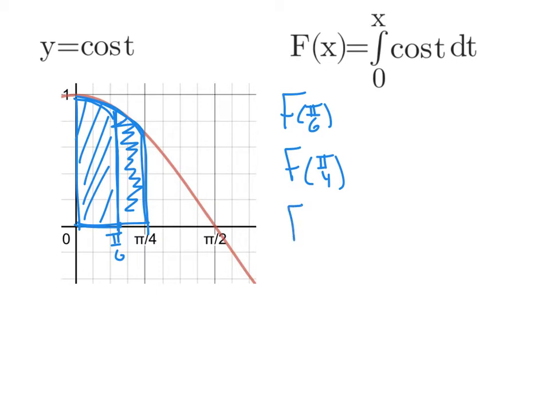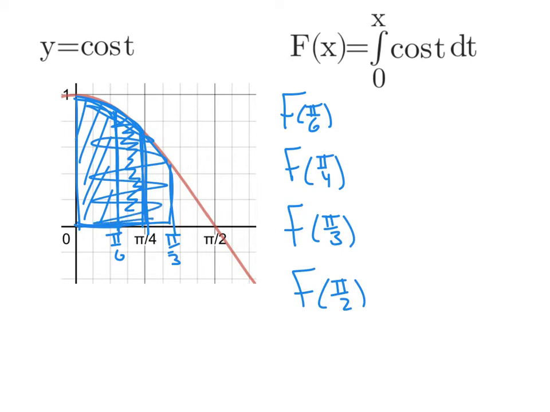As we continued to pi over 3 and pi over 2, we kept moving this endpoint out to pi over 3 and found this much area, and then all the way out to pi over 2 and found this much area. So as we let x move along, we just kept accumulating more and more area. That's why we call this the accumulation function.